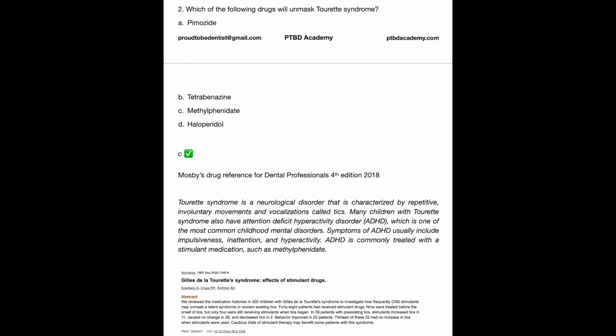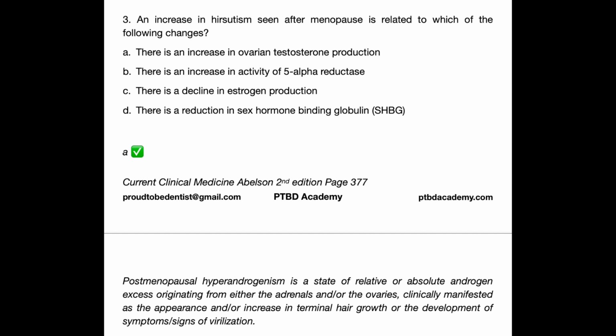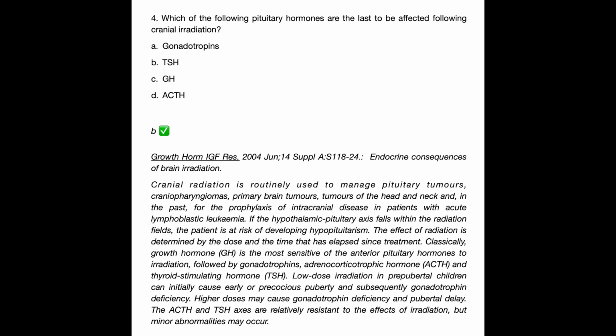Which of the following drugs will unmask Tourette syndrome? We have a few case reports and also some literature review. Option C, methylphenidate, is the right answer. Third question, an increase in hirsutism seen after menopause is related to which of the following changes? It is option A, because of an increase in ovarian testosterone production, as evident in the explanation. Fourth, which of the following pituitary hormones are the last to be affected following cranial irradiation? It is TSH, option B. And you can also find some relevant explanation pertaining to this.